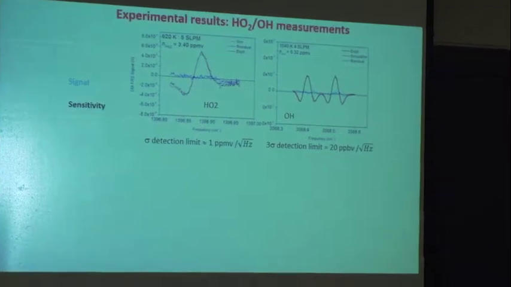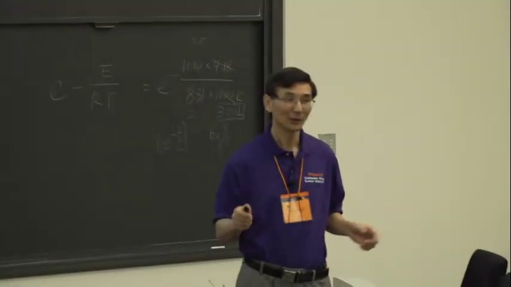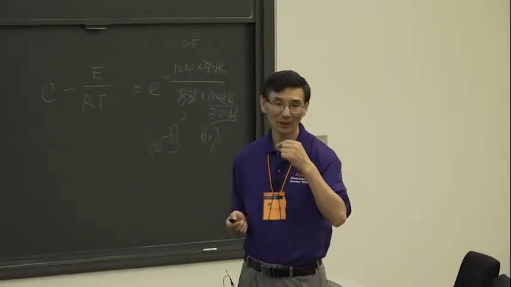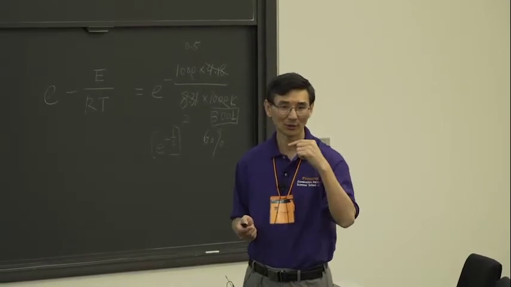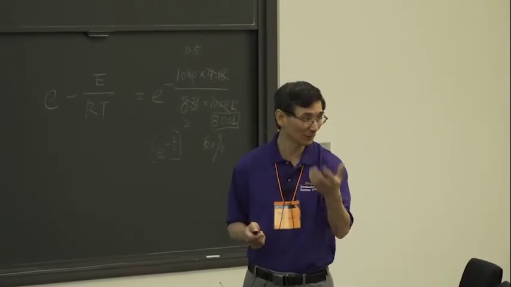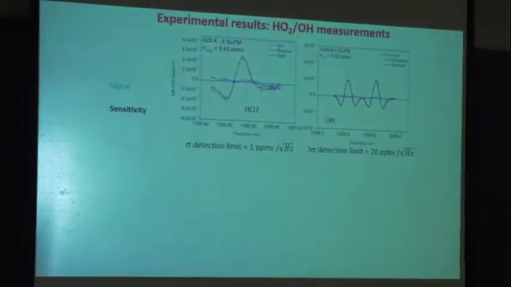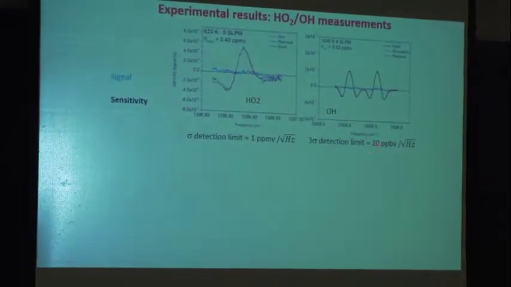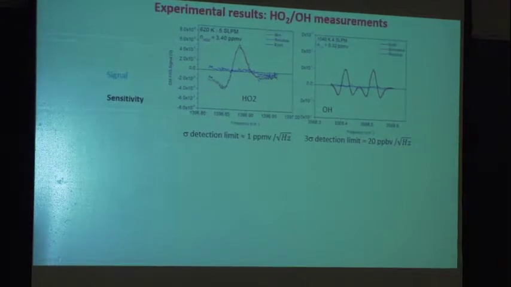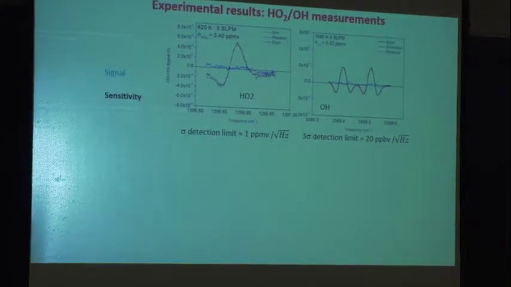So if we have a flow reactor in a steady state flow, you can use, I think, 3 paths: going, reflecting, and going back. With the 3 pathways, you can measure the HO2 to a 1 ppm level, and the OH probably is 20 parts per billion. Very sensitive to measure in a flow reactor.